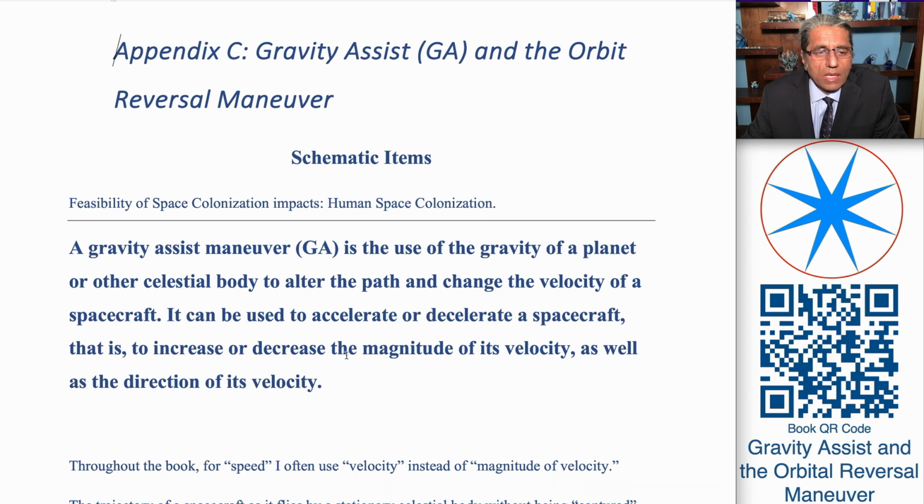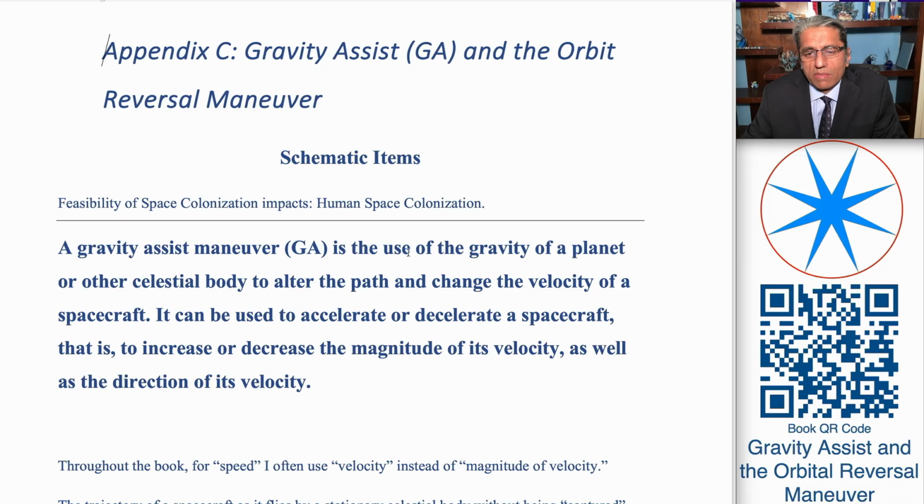So gravity assist is a maneuver that uses the gravity of a planet or other celestial body to alter the path, which can be very useful if you can change the direction and change the velocity of a spacecraft. It can be used to accelerate or decelerate a spacecraft.